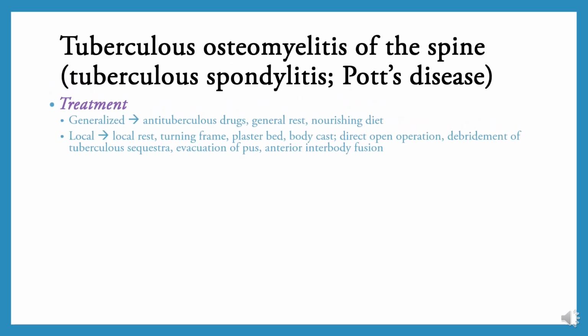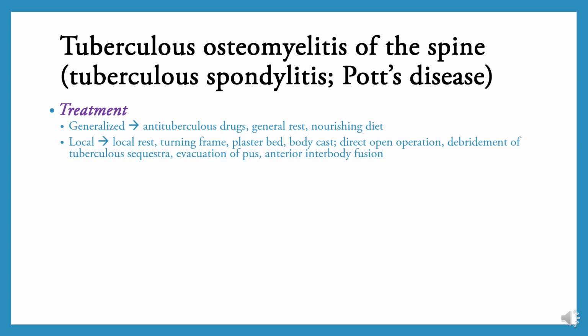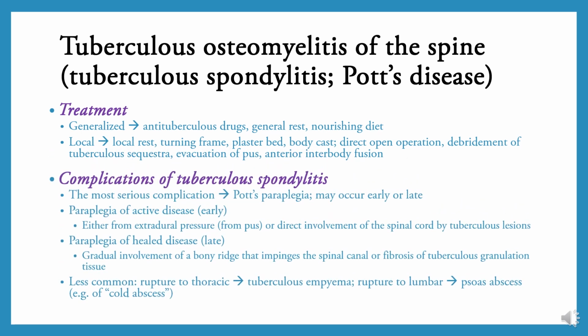The treatment could be differentiated into generalized and local. For the generalized, we could use anti-tuberculous drugs, general rest, and a nourishing diet. For the local, there is local rest, turning frame, plaster bed, body cast, and direct open operation with a large amount of tuberculous sequestra, evacuation of pus, and anterior interbody fusion. For the complications of tuberculous spondylitis, the most serious complication is Pott's paraplegia. Paraplegia of active disease is of early onset, paraplegia of healed disease is of late onset. Less common is rupture to the thorax.